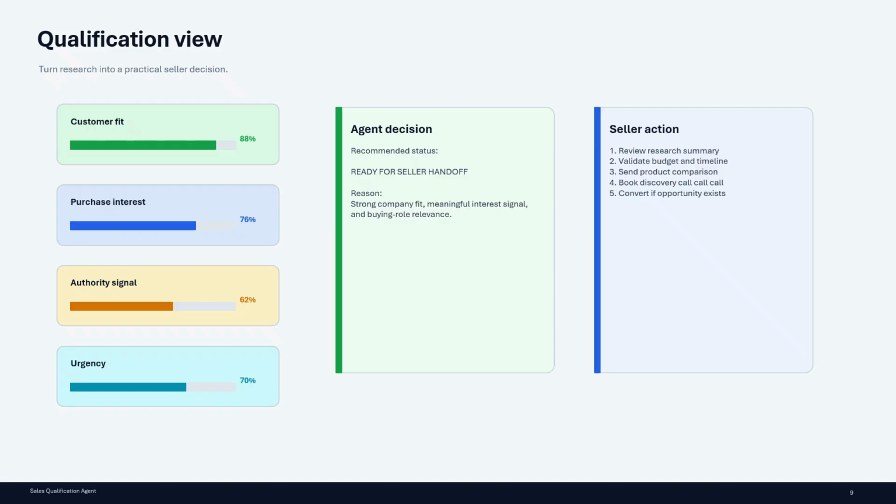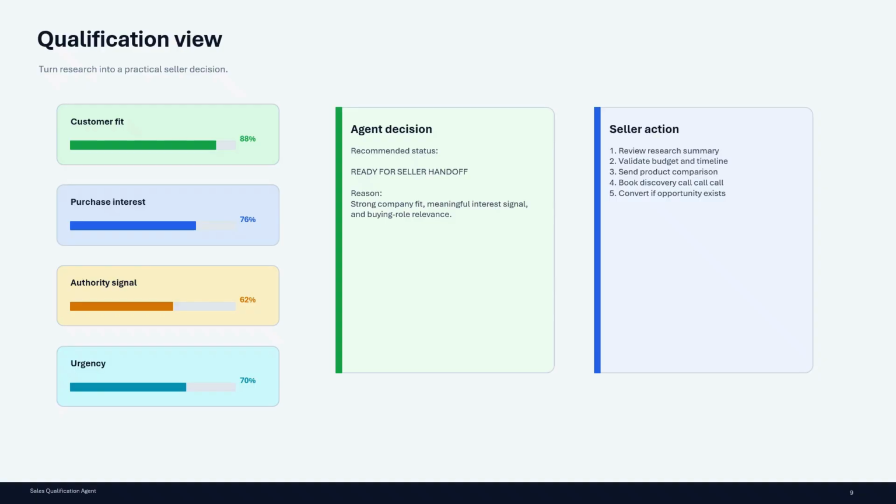In this example, the agent recommends the status as ready for seller handoff because the company fit is strong. The interest signal is meaningful and the contact role looks relevant. The seller can then review the research, validate budget and timeline, and book a discovery call.